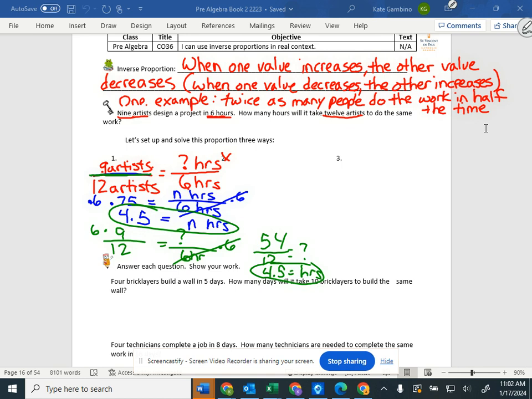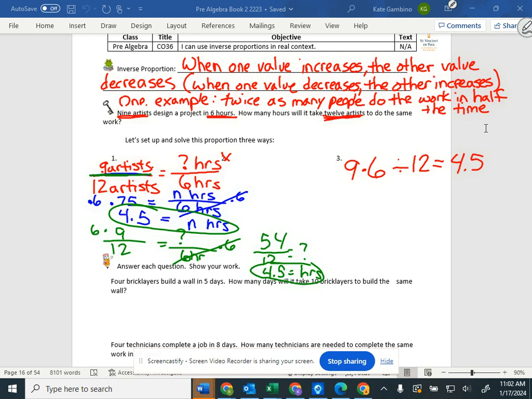There is a third way we could do this, and we could say there are 9 artists in 6 hours, so 9 times 6, and we're going to divide it by the 12, and we get 4.5. So it's not setting it up, it's just doing the math.